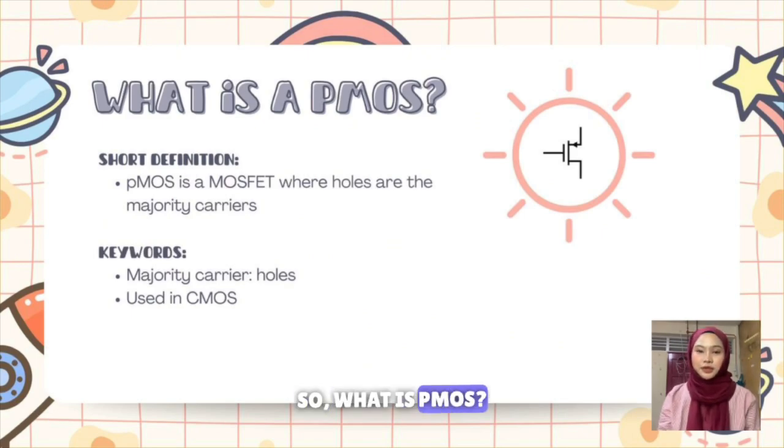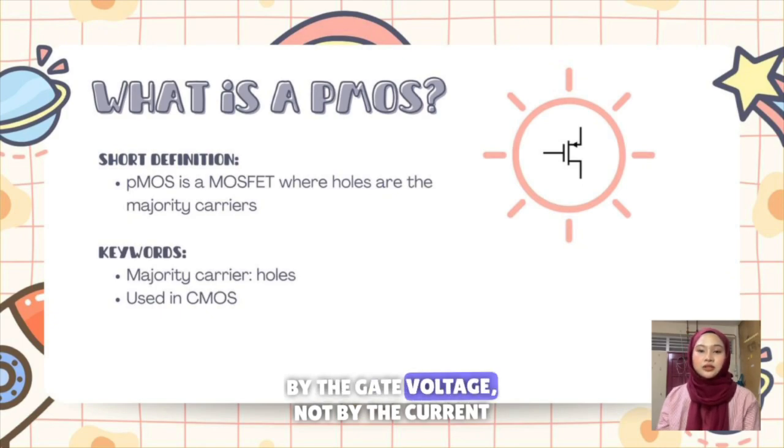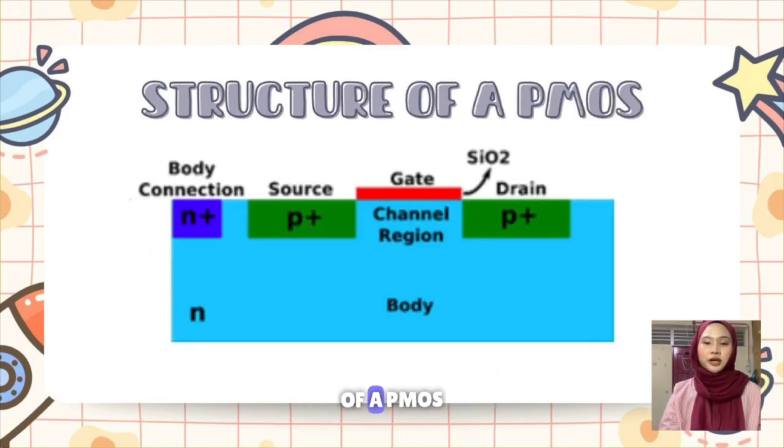So, what is PMOS? A P-channel MOSFET or PMOS is a type of field effect transistor where holes act as the majority charge carriers. It is widely used in CMOS technology together with NMOS transistors to create low-power digital circuits. Unlike bipolar transistors, a PMOS is voltage controlled, meaning the current flow is controlled by the gate voltage, not by the current. This slide shows the basic structure of a PMOS.